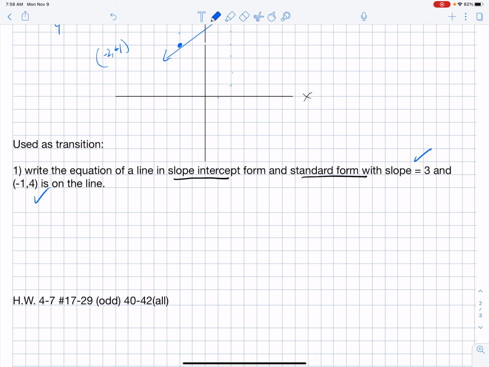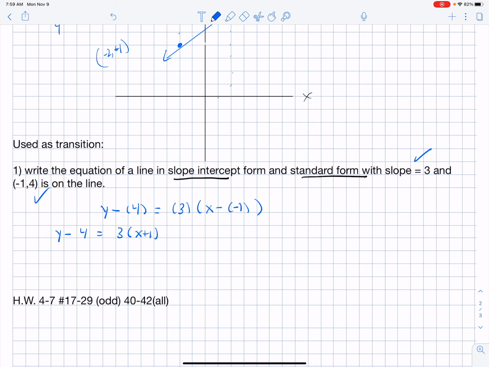Okay. So we can say, since they gave us a slope and a point, let's put it in point slope. So y minus the y coordinate equals the slope times x minus the x coordinate. So our y coordinate is 4. Our x coordinate is -1. That's why we got to be careful with these double negatives. And our slope is 3. Okay? So we'll say y minus 4 equals 3x plus 1. So there's point slope form.